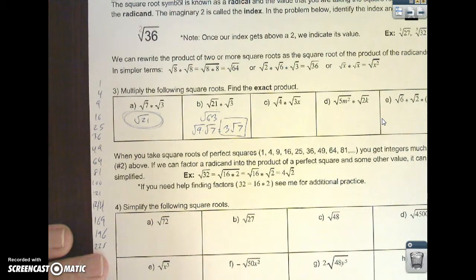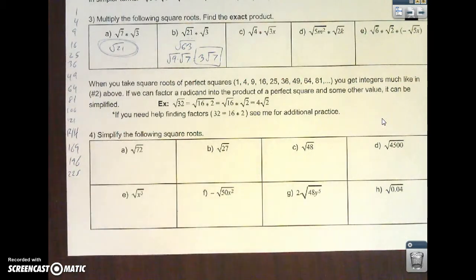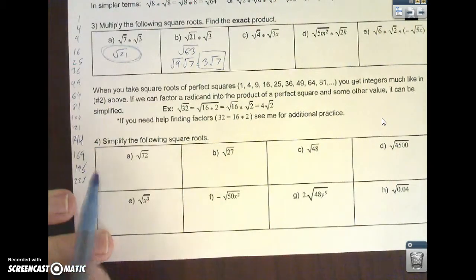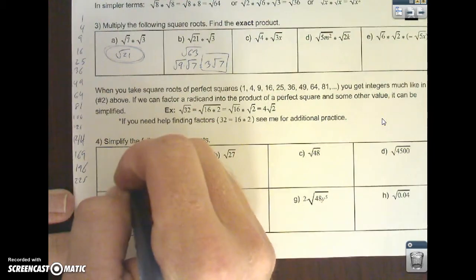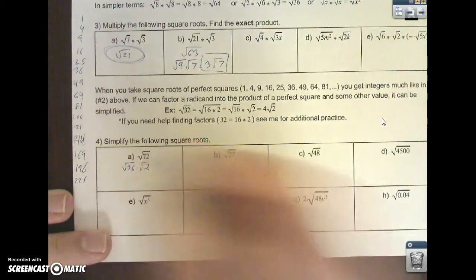Okay? Awesome. So we're going to jump down here for the last few. We're going to do a few problems to kind of help you guys out. Maybe do 1 or 2 and see where we're at. But simplify the following square roots. So when I look at letter A, you have the square root of 72, and you're looking for the largest perfect square that can go into it. In this case, we can have 36 go into it 2 times.